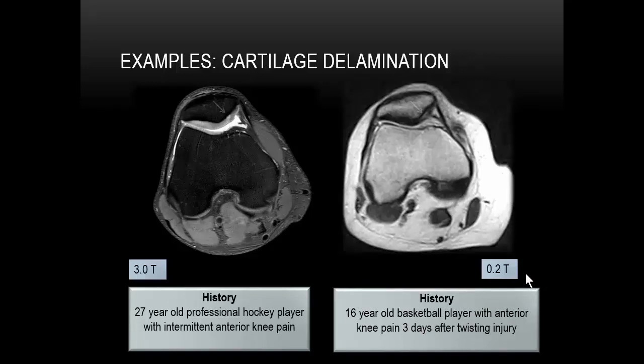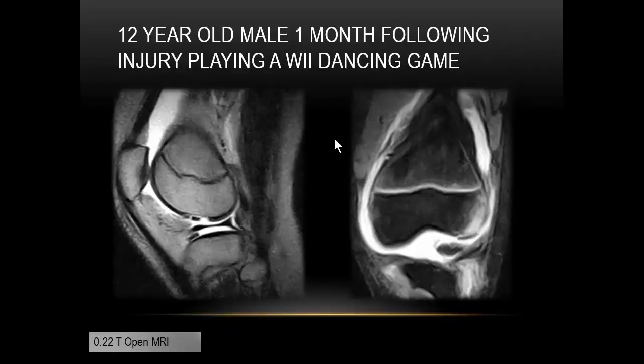You can even see these with what I would consider poor quality clinical scans. This was a 0.2 Tesla open scanner, and you can see, at least within the patella, we can pick up these types of chondral delamination type injuries, even with relatively poor resolution. Tibiofemoral joint, I think it's much more difficult at lower field to be able to see them.